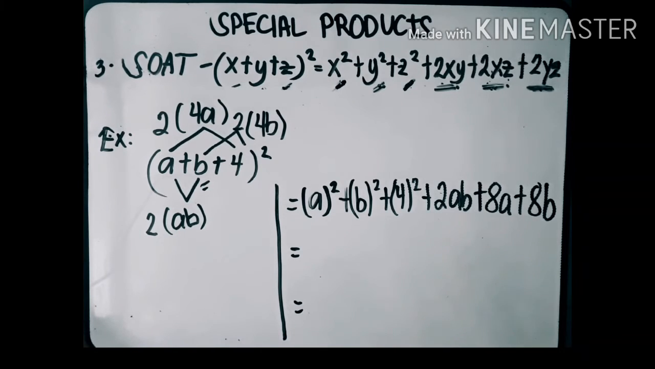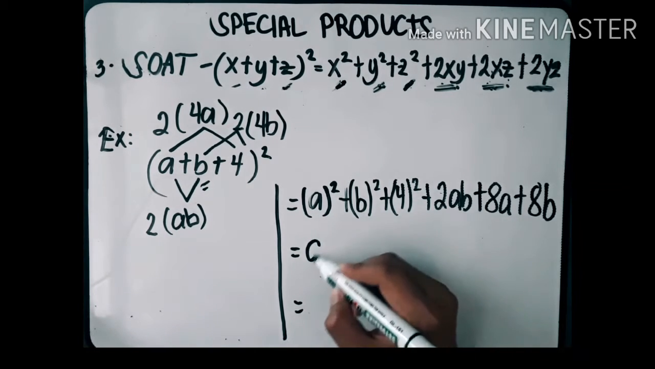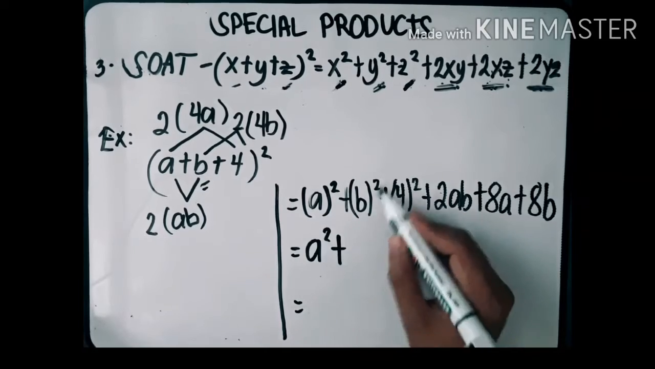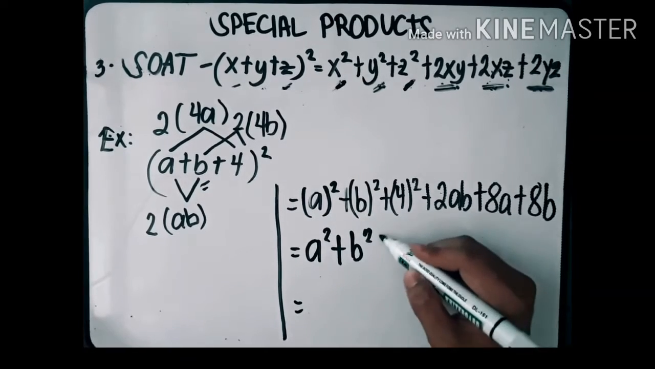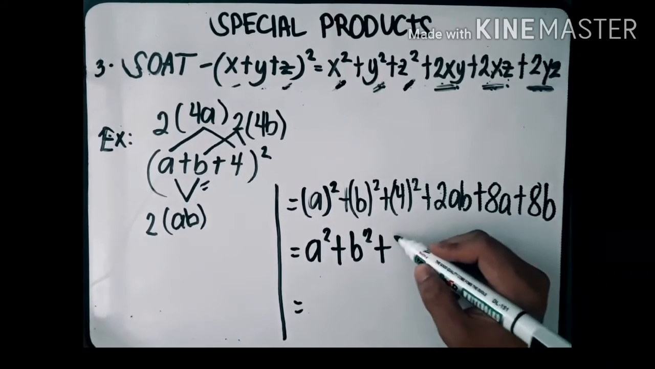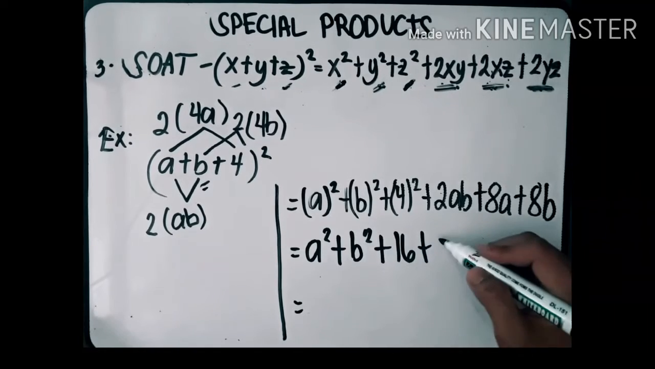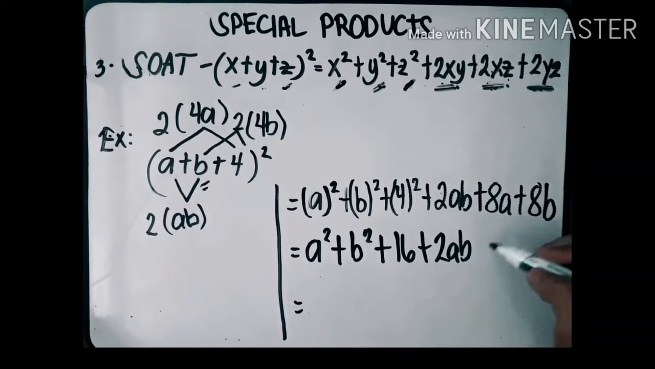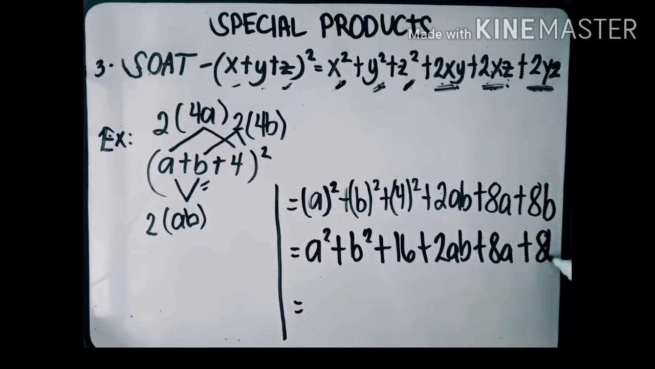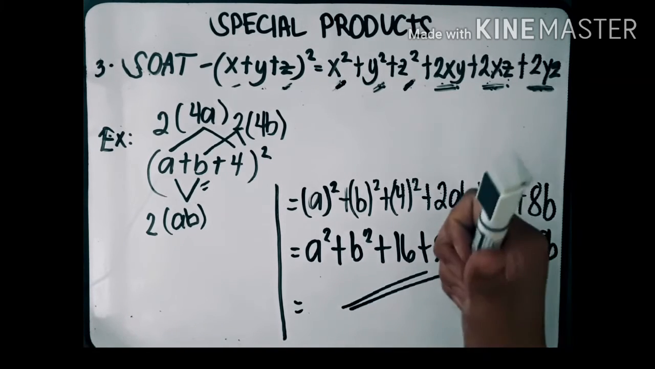Next is simplify na lang natin. So, A raised to 2 is A squared, plus B raised to 2 is B squared, plus 4 raised to 2 is 16, plus 2AB, plus 8A, plus 8B. So, ito yung sagot natin. Okay?